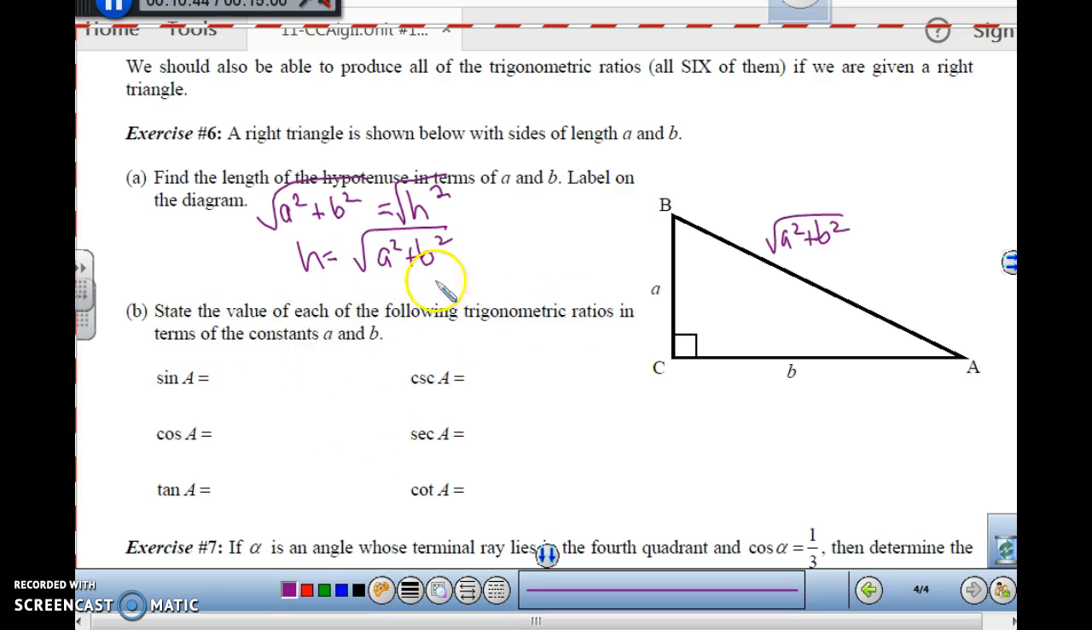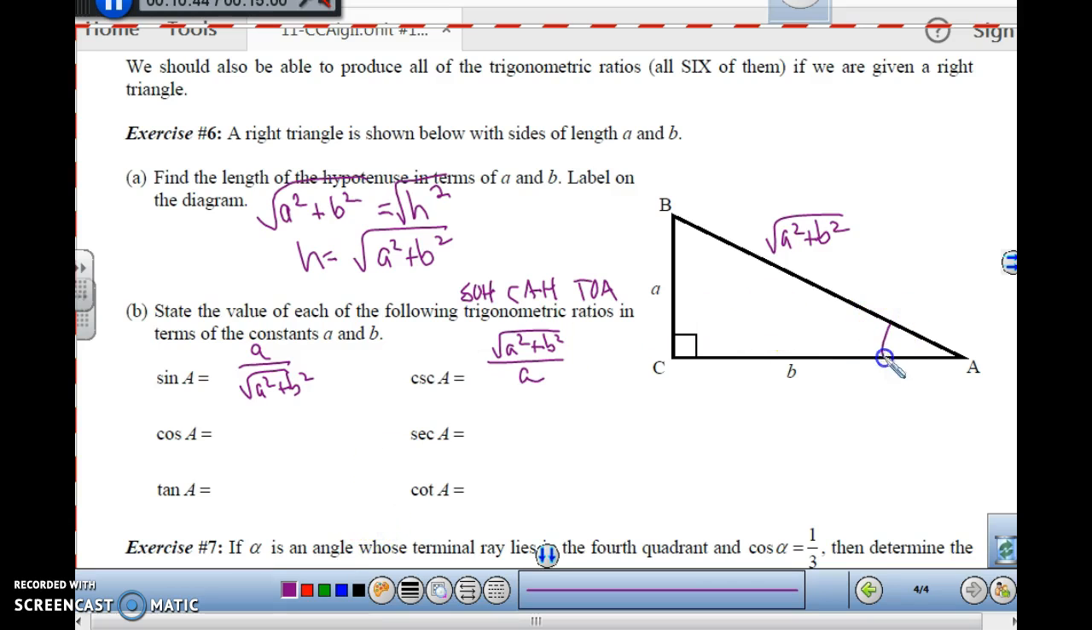All right, so remember SOHCAHTOA. Okay, so sine is opposite over hypotenuse. So that's going to be A over the square root of A squared plus B squared. So what would cosecant be? Well, it would be the reciprocal of this. So we'd flip it: the square root of A squared plus B squared over A. Sine and cosecant are reciprocals of each other.